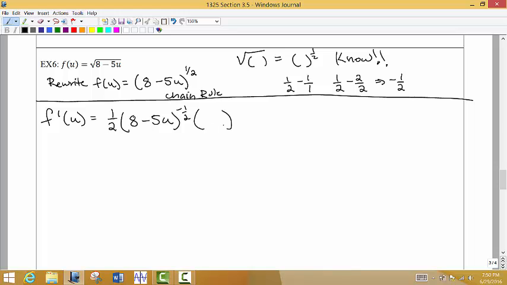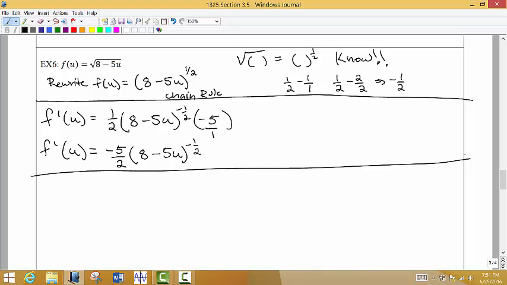Then we're going to multiply by the derivative of the inside. The derivative of the inside, the first term is 8. That's a constant. That's 0. Negative 5u, the derivative of that would be negative 5. So the derivative of the inside is negative 5. Alright, so once again, I'm going to simplify this to make this a little bit easier to take the second derivative. I'm going to think about this as negative 5 over 1, and I'm going to multiply this monomial, this fraction, times this fraction. So that gives me negative 5 over 2. Top times the top, bottom times the bottom. Then I'm going to write the group of terms raised to that exponent just as is.